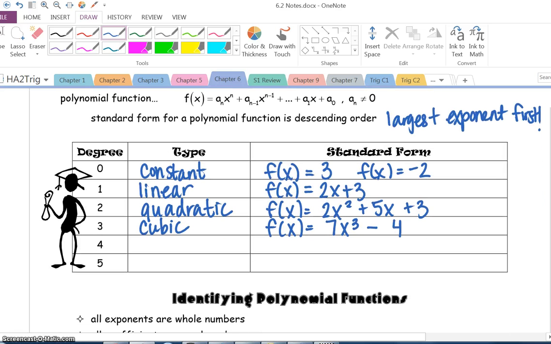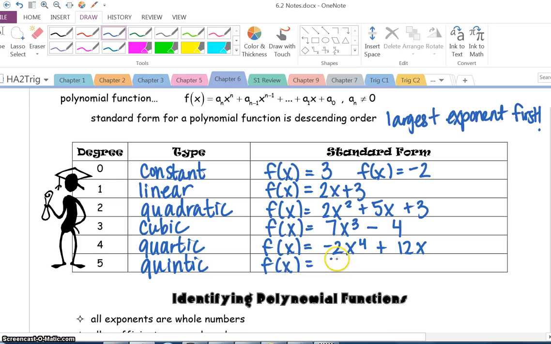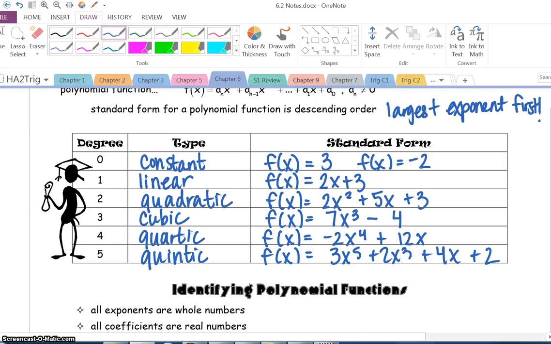When our highest degree is 4, it is called quartic. Okay, so highest exponent is a 4. Just come up with something here. And the last one you need to know is a degree of 5, and that is quintic. That's when your highest exponent is a 5. Make it interesting. There.